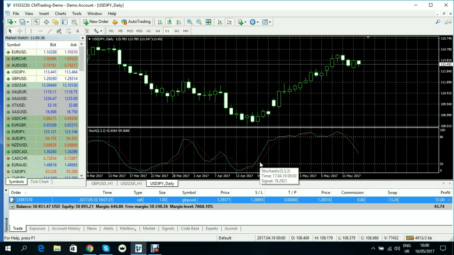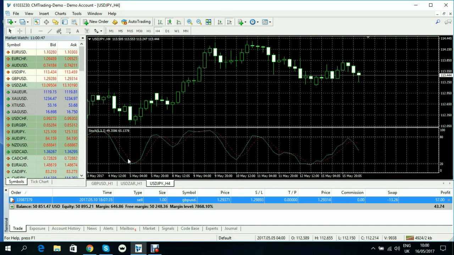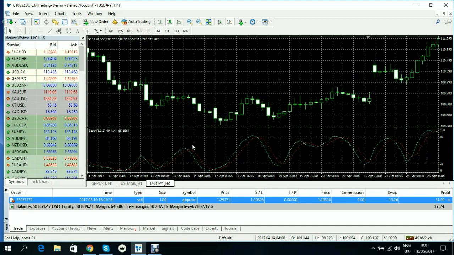Stochastic works the same in all the time frames. If we go to 4 hour, you'll see that it works the same way. It comes to 80, it shows overbought, then it goes down, and here it goes above 80, showing overbought. It stayed there for a while, and then it dropped. It couldn't touch the 20. So you'll find out that stochastic works the same way in all the time frames.